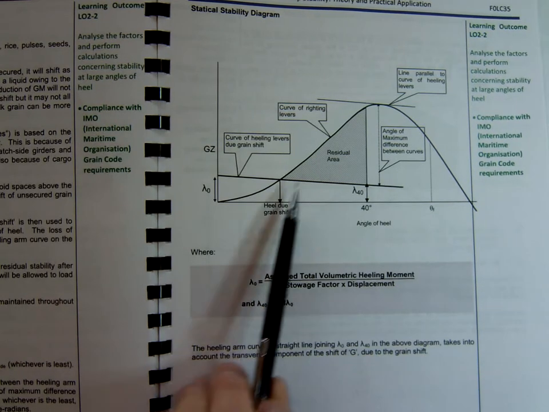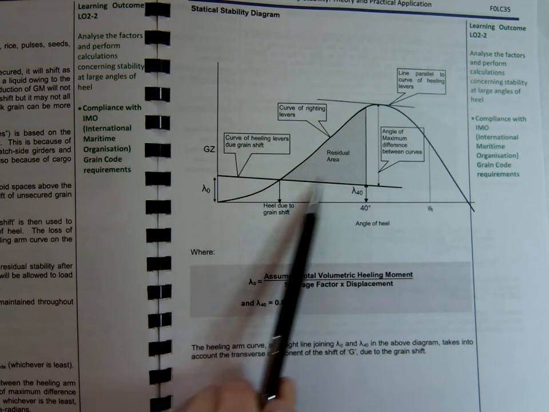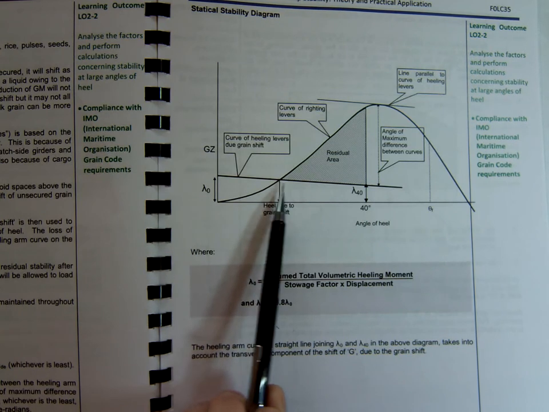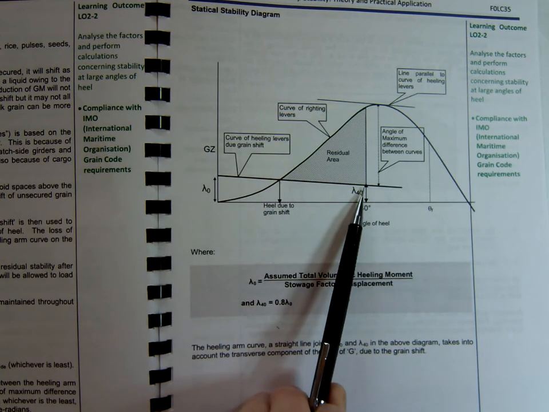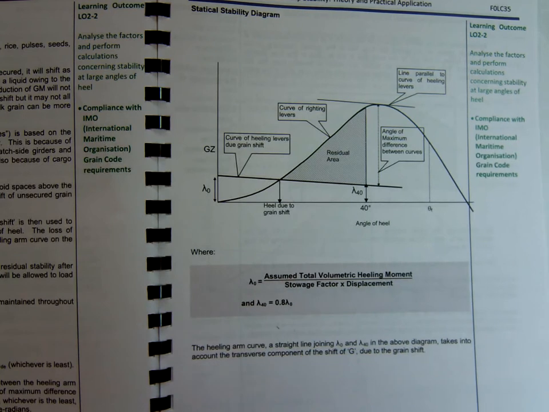And in our diagram, this statical stability diagram, this residual area here between the angle of heel due to grain shift and this value here, it's called the 40 degrees value, but I'll just go through that shortly. This residual area here must be not less than 0.075 meter radians, and your GM initially when you sail must be more than 0.3 of a meter, must be 0.3 or more. Okay, the minimum is 0.3.